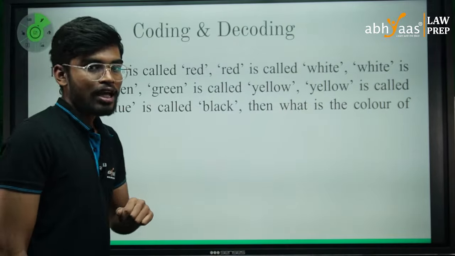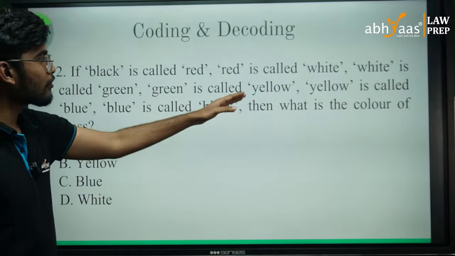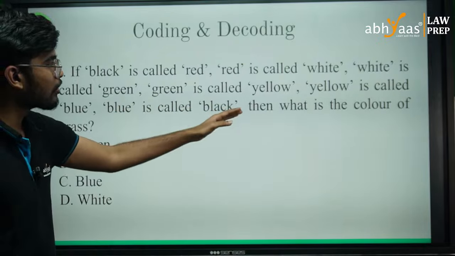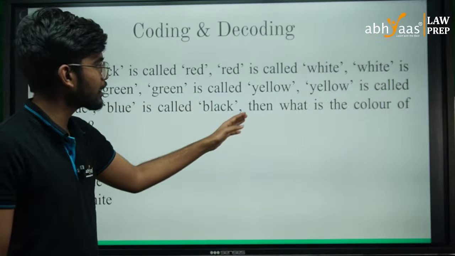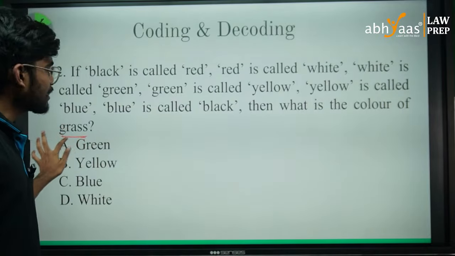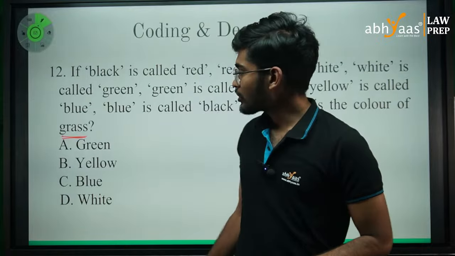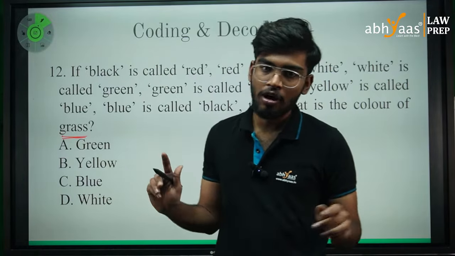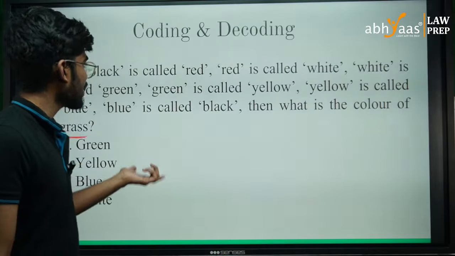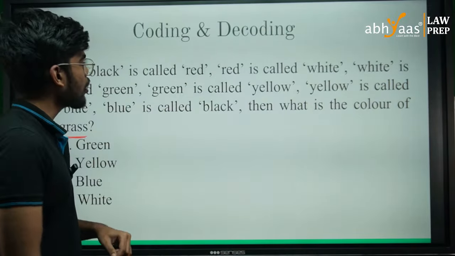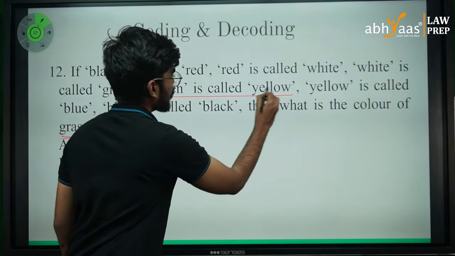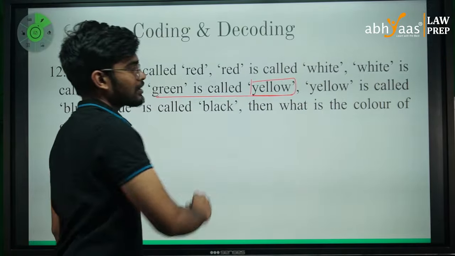Question number 12. If black is called red, red is called white, white is called green, green is called yellow, yellow is called blue, blue is called black, then what is the color of grass? In general, the color of grass is green. If you select option A straight away, it will be absolutely wrong, because in this code language, green is called yellow. So the answer for this question is yellow.